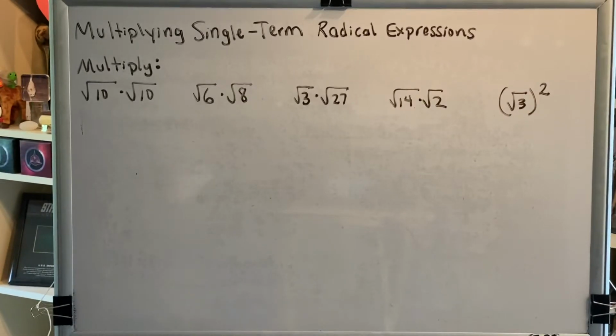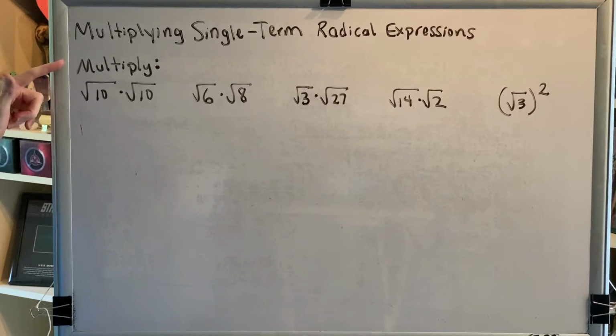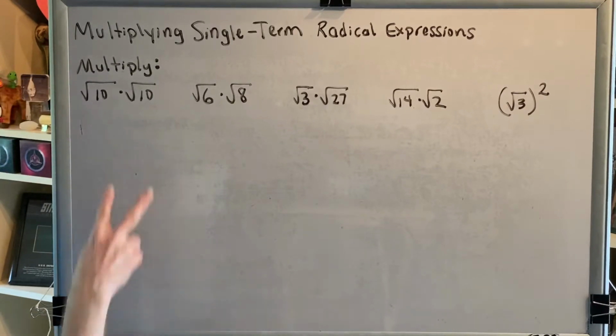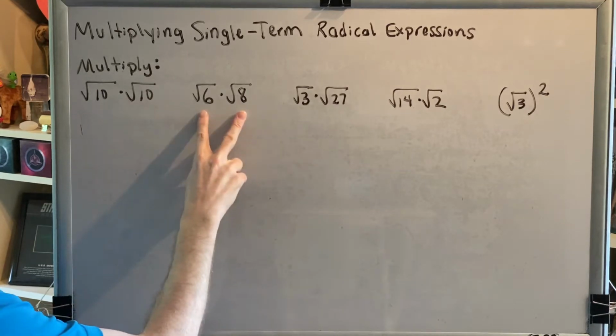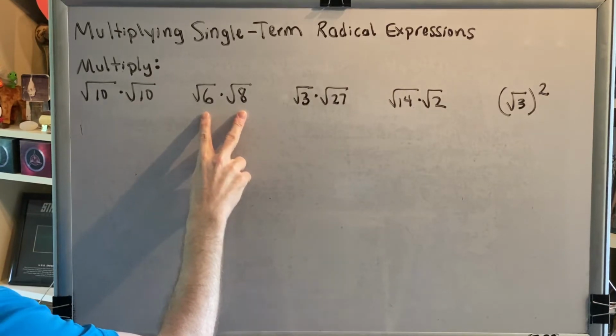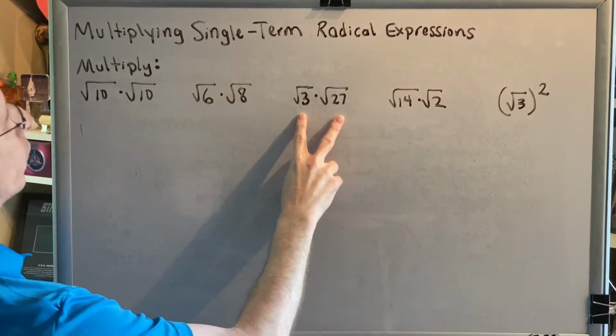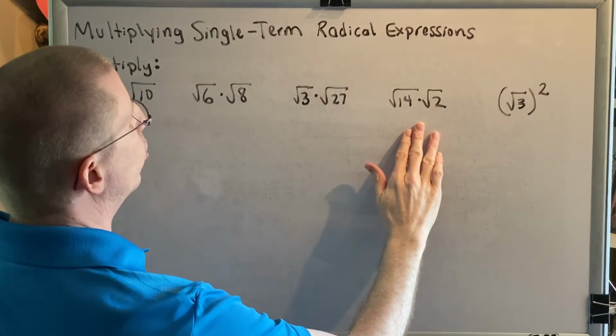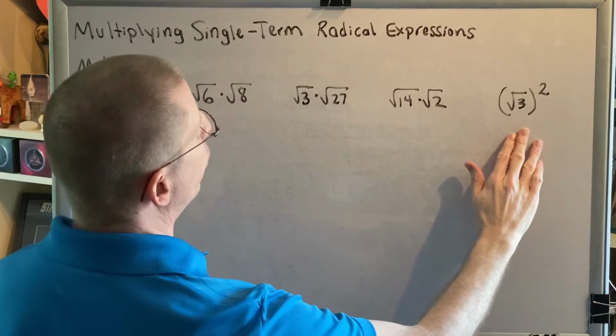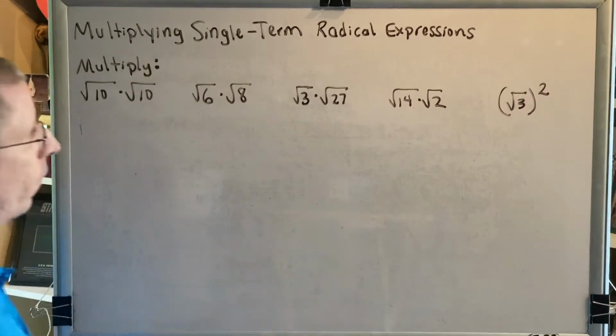The topic of this video is multiplying single-term radical expressions. Let's look at 5 problems. For all 5 of these problems, the instructions say multiply. We've got the square root of 10 times the square root of 10 for our first problem, the square root of 6 times the square root of 8 for the next one, the square root of 3 times the square root of 27 for the third, the square root of 14 times the square root of 2 for the fourth, and the square root of 3 in parentheses squared for the fifth.